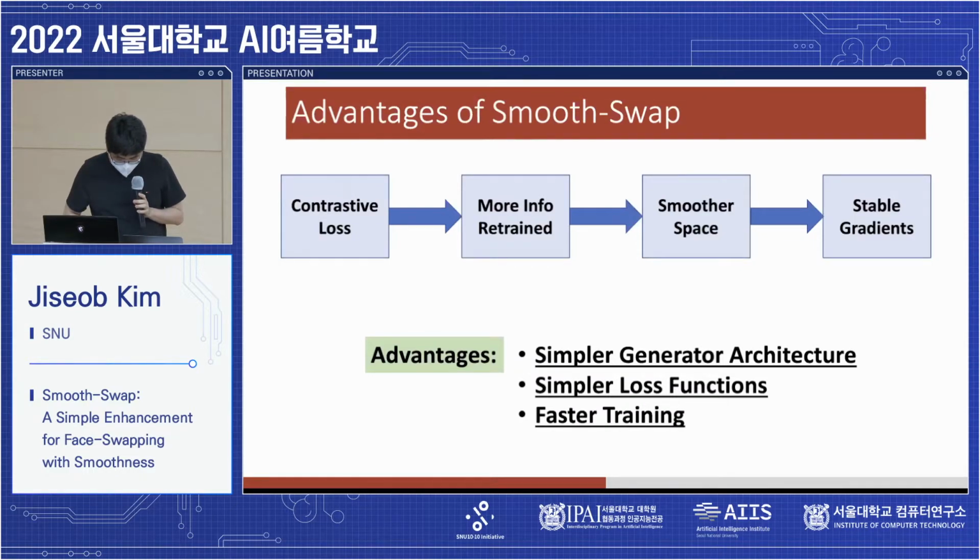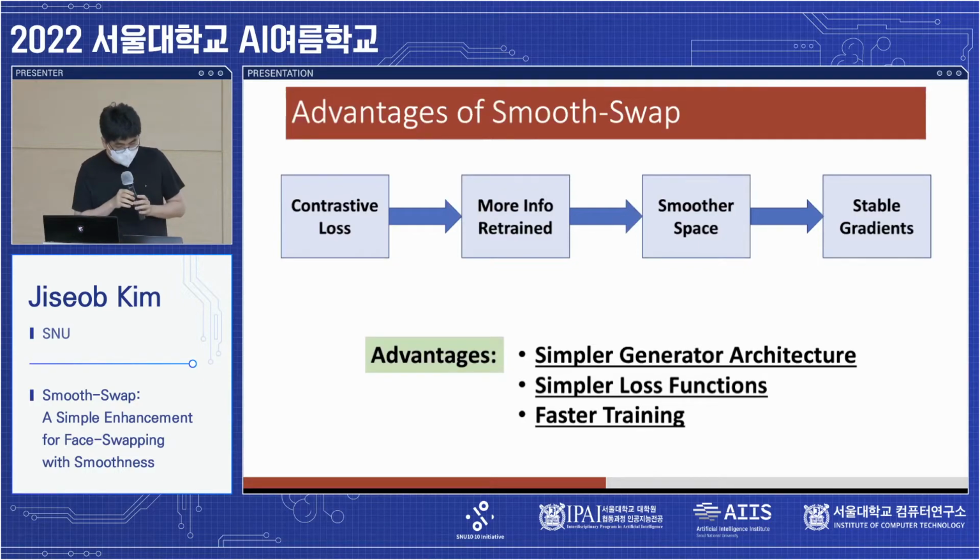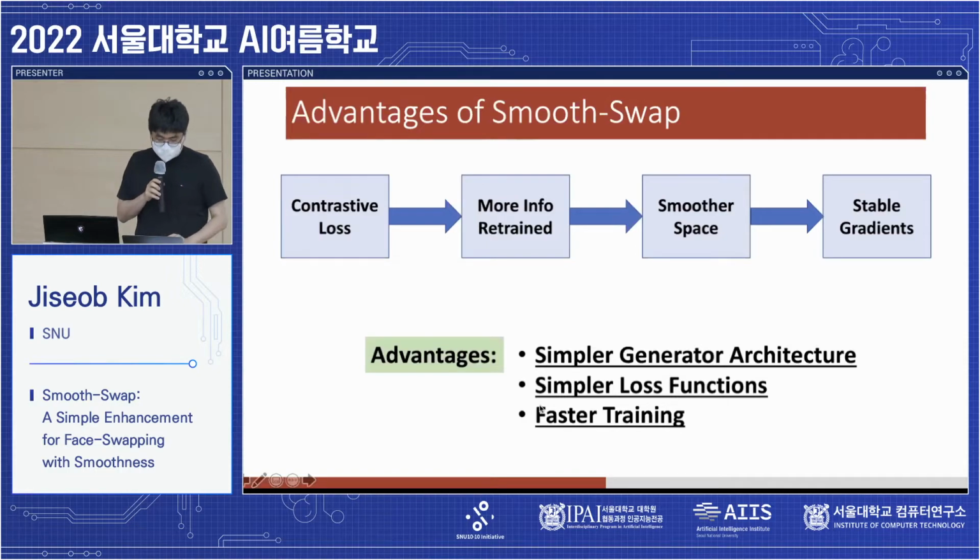To recap the main idea, we use contrastive loss, and if we use contrastive loss, we can retain more information in the embedding space. And with more information, we naturally get a smoother embedding space, and we can get stable gradients. And with the stable gradients, we have additional advantages: we can use a simpler generator architecture, simpler loss functions, and faster training.